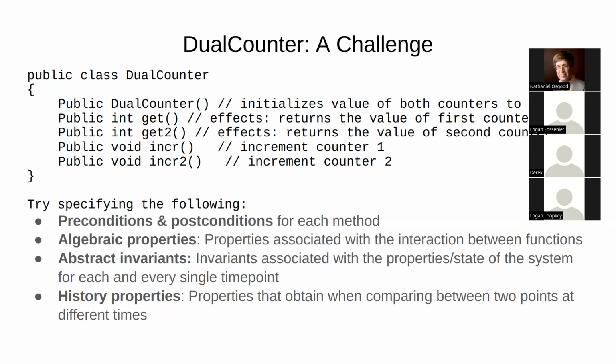History properties, or sorry, abstract invariants. What things are true at each and every point? What aspects of this state are true at each and every point? Yes, Theo. It'll be greater than or equal to 0 for each. Yeah. And they never can decline, right? Okay. Good. Good. History properties.